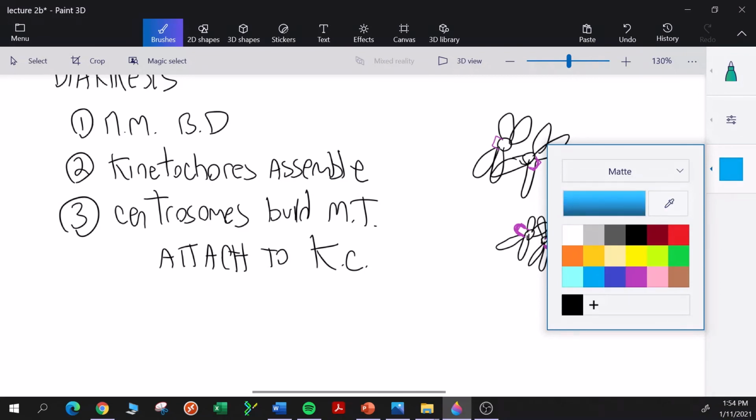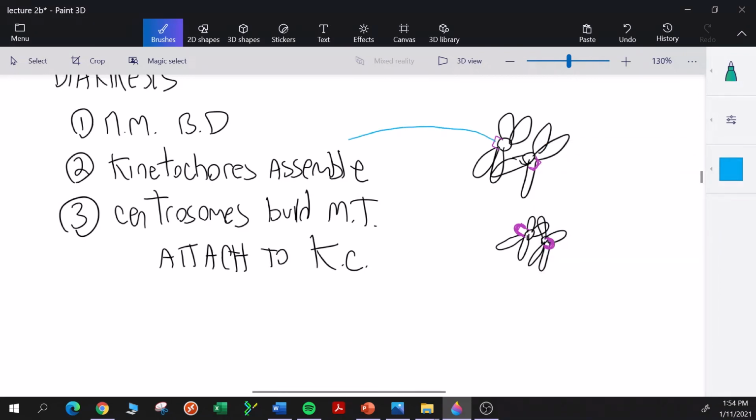Now, nuclear membrane has disassembled, so I won't diagram that, but I will show the microtubules extending from the centrosome regions. Each microtubule is going to attach to each kinetochore, and the chromosomes are going to be pushed to the metaphase plate. Okay, so that's it for meiotic prophase one. Let's talk about metaphase one next.